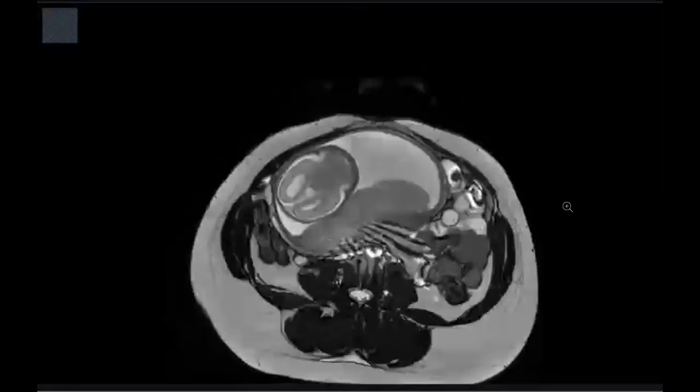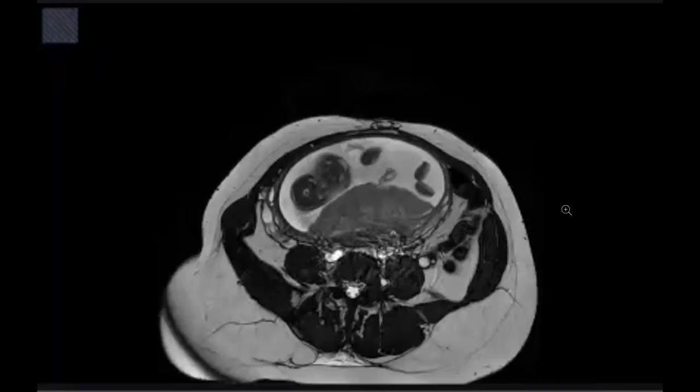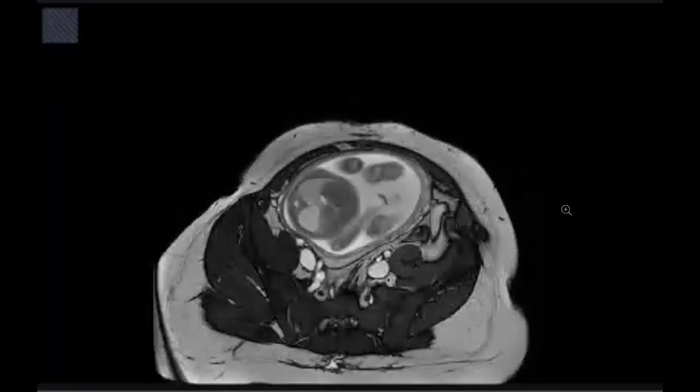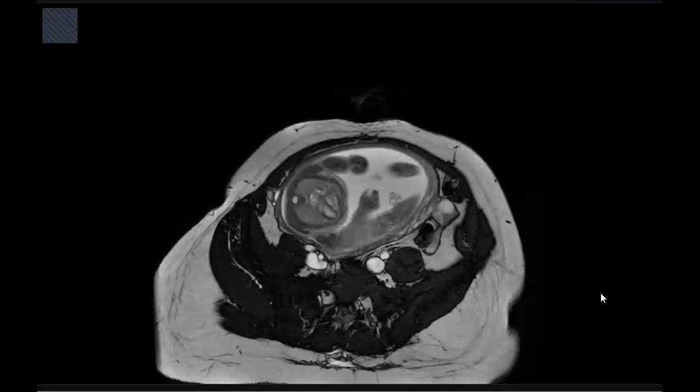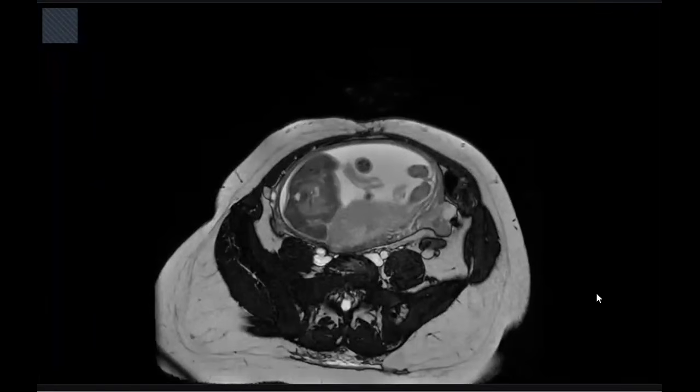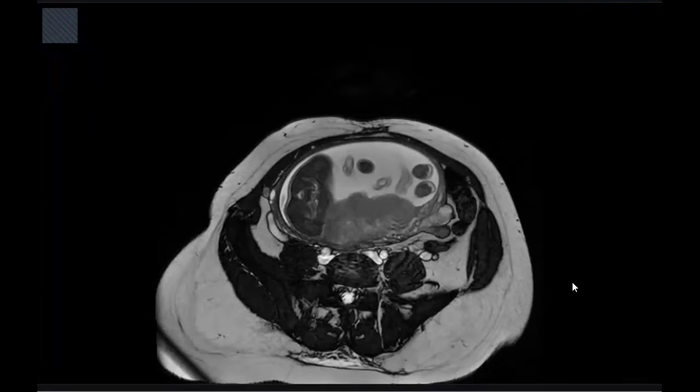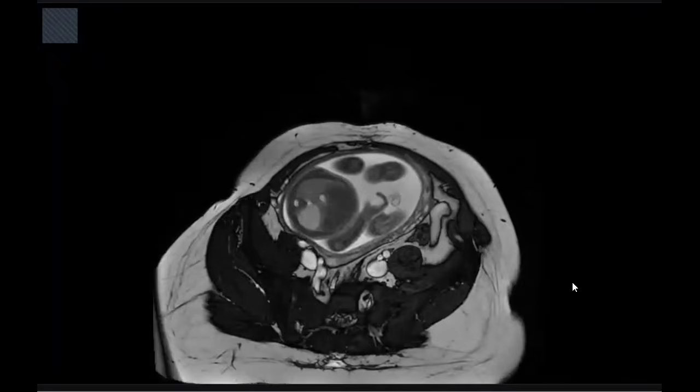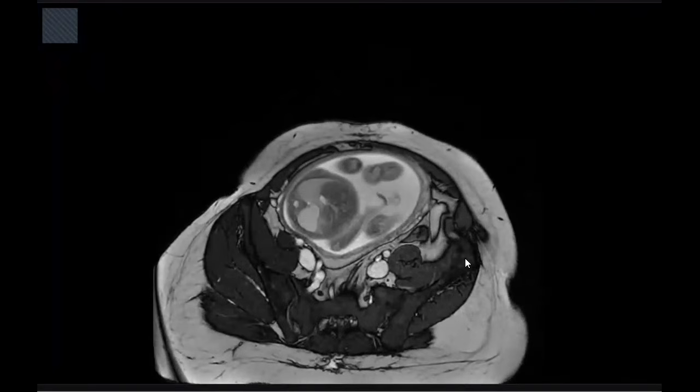Sorry, doctor, I'm trying to scroll. I'm using the trackball, but I don't know why it doesn't scroll. It's the last cut.